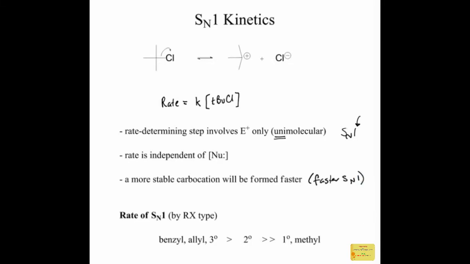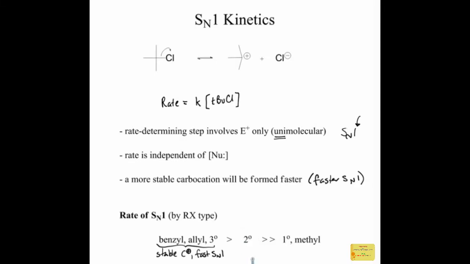So what do we know is a good, stable carbocation? Well, things like benzylic, allylic, tertiary, those are all very stable carbocations. So because they are stable carbocations, they're going to be fast SN1 reactions. When I put a leaving group in one of those positions, it's going to very readily undergo this substitution mechanism.